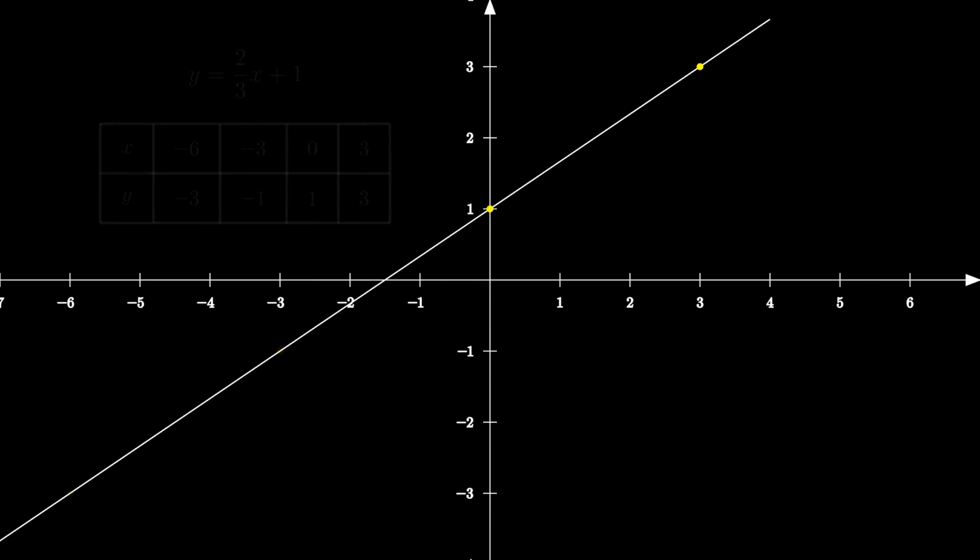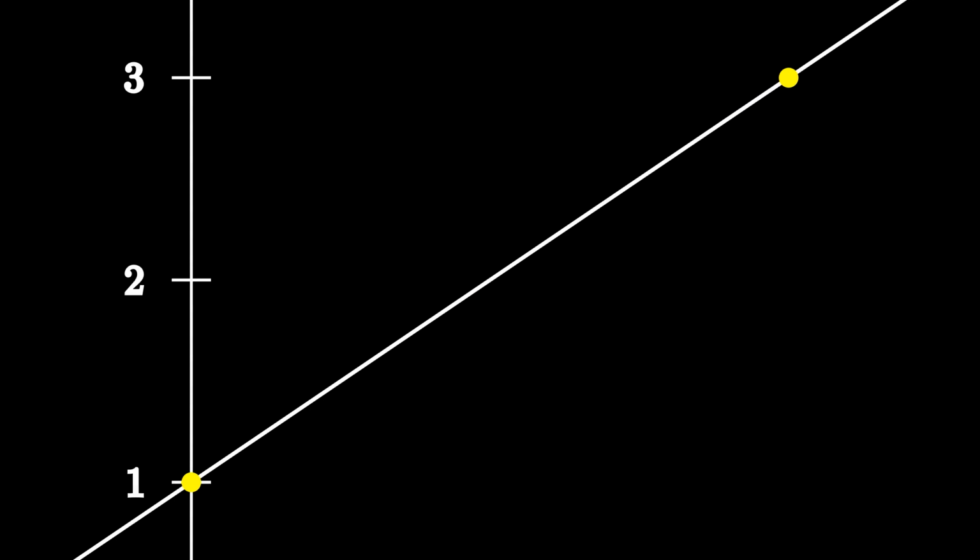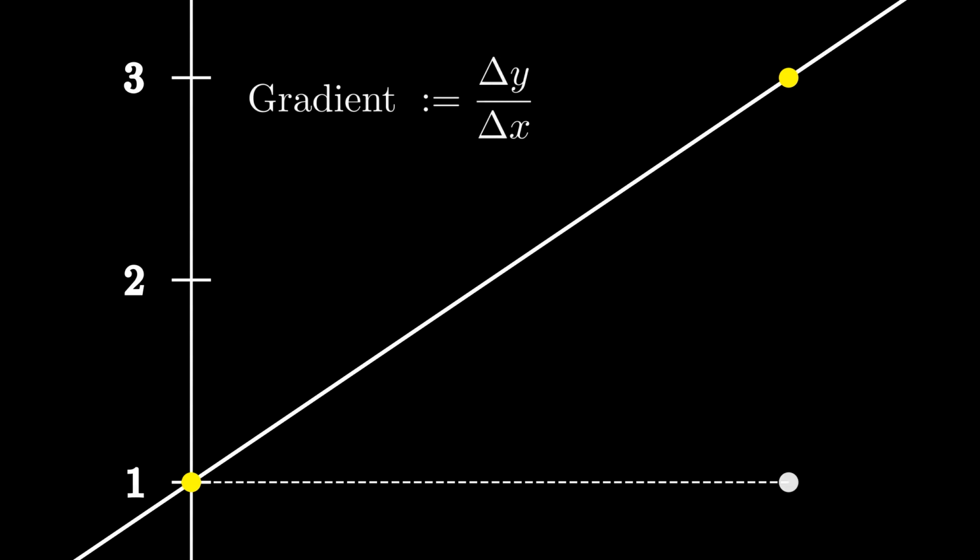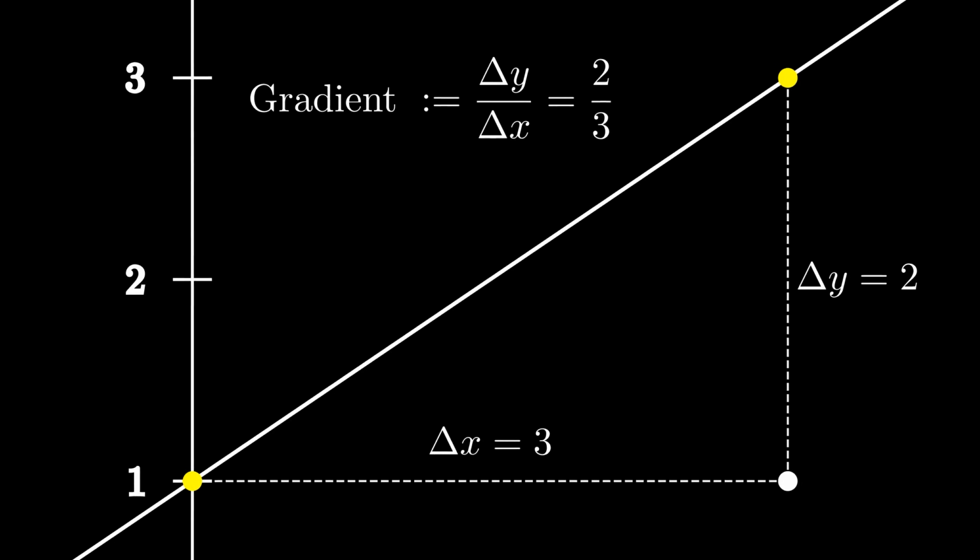Speaking of gradient, a quick reminder. The gradient is defined as rise over run. In other words, how much we move vertically compared to horizontally. Keep this in mind moving forward.